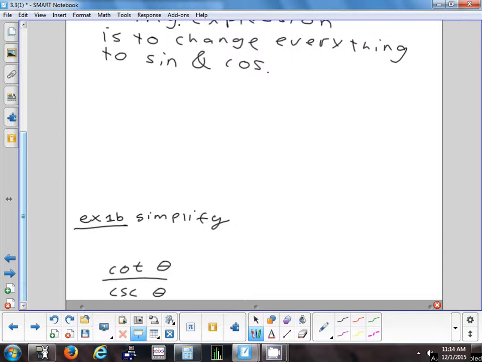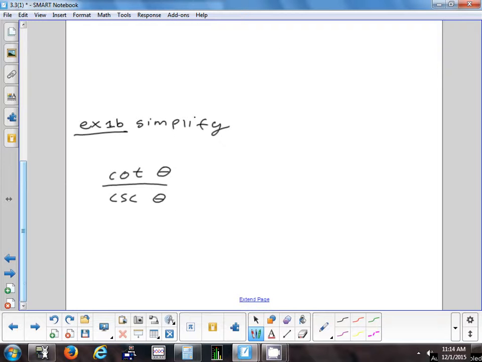Okay, let's try this one. Okay, cotangent divided by cosecant. Okay, first thing I want to look at is just try to figure out what I'm going to change and what I'm going to keep, if anything. Okay. Do I want to change the top? Yes. Okay. Andy, do I want to change the bottom? Yes. Here, everything is going to change. Okay, I'm not going to keep any of this.